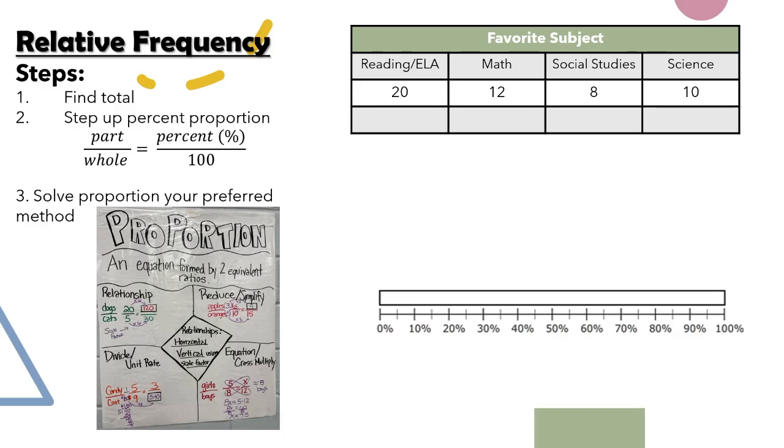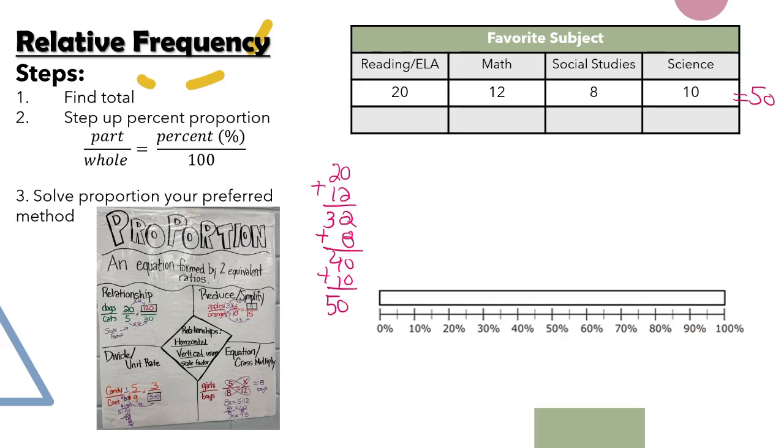$20 plus 12, 32, 40, 50. So I know that my total is equal to 50. 50 is a good number, a perfect number, because it also goes into 100. So again, let's practice our different ways.